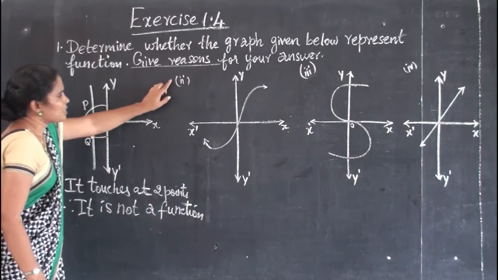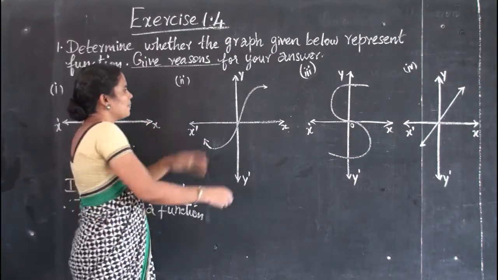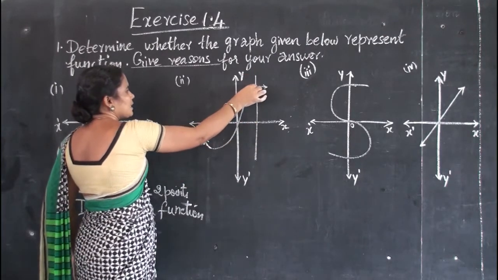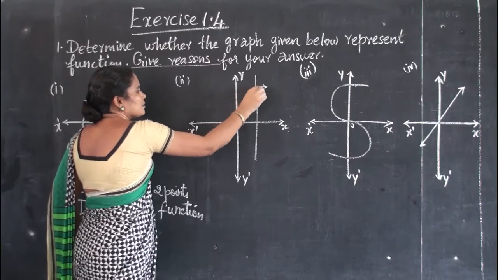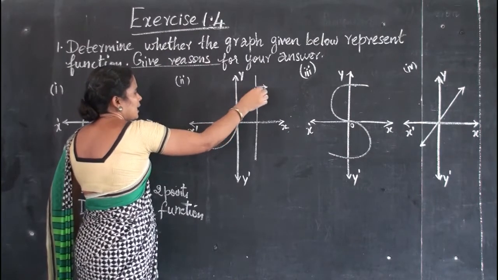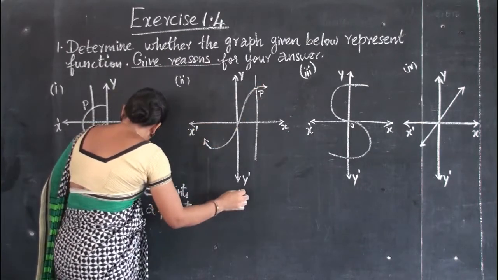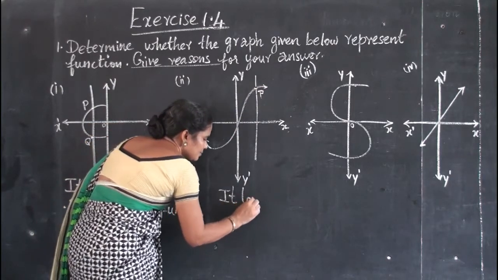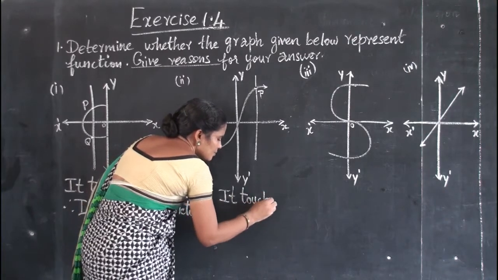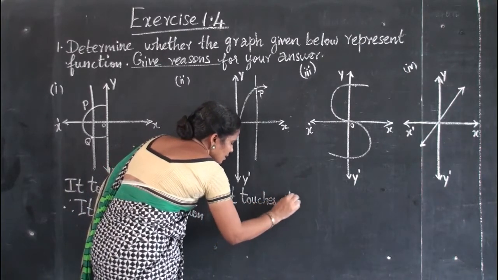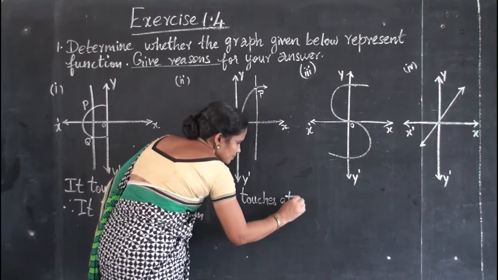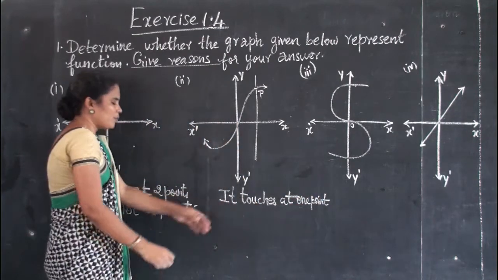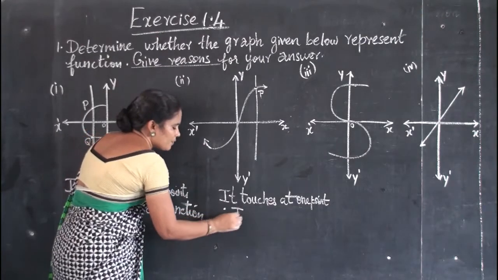Okay. Question number 2. Here, draw a vertical line. You can see it touches at only one point. Mark that point. Give the reason: it touches at one point, therefore it is a function.